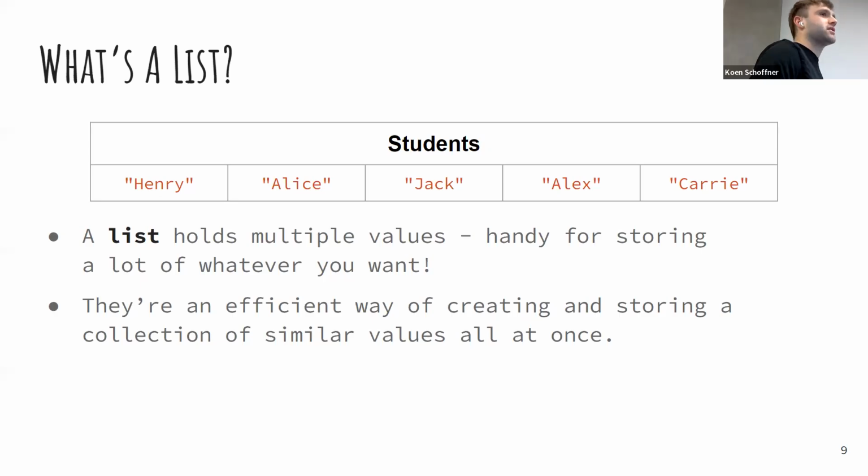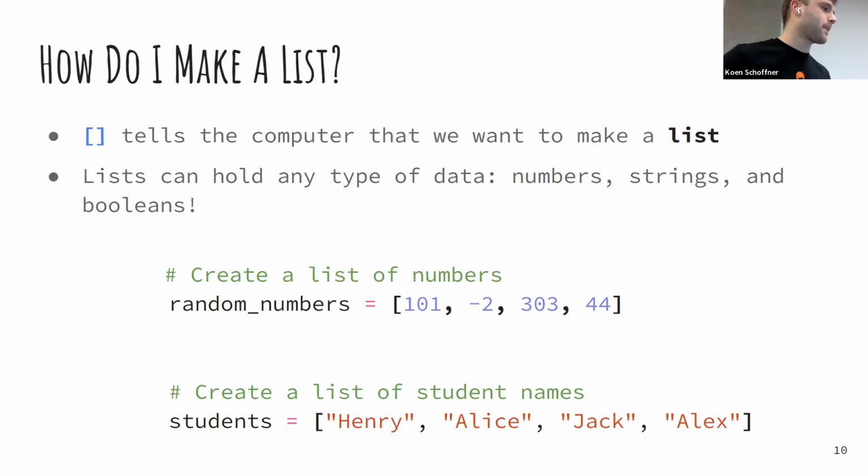A list is a collection of similar values. Okay, so how do you make a list? You define a list very similar to how you define any variable, except you put your list of values inside two square brackets. They can hold any type of data in Python: integers, strings, floats, Booleans, any type.